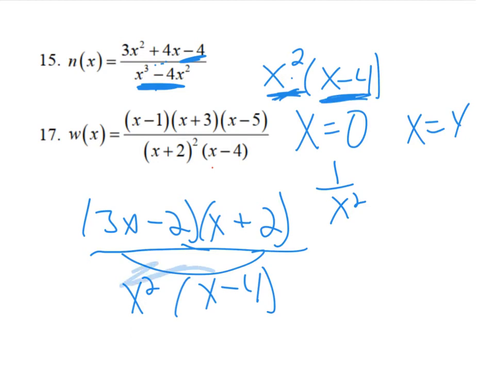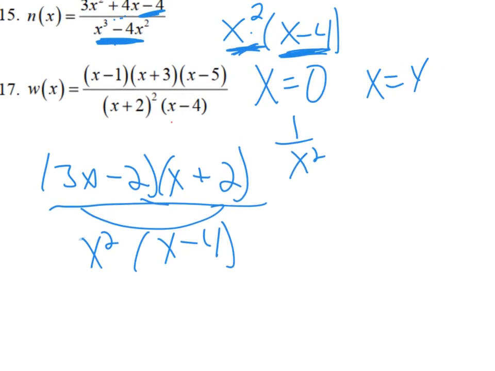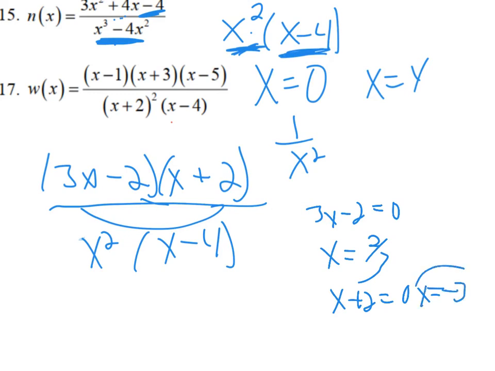Let's get an eraser. Don't know if it's going to let me erase that. So let's do a little work here. I know that where does 3x minus 2 equal 0? Well, that's at x equals 2/3. Where does x plus 2 equal 0? That's at x equals -2.